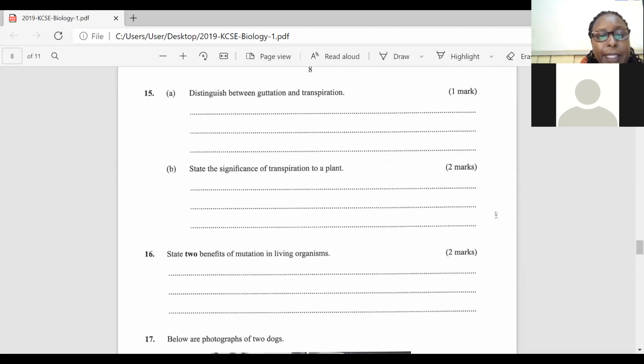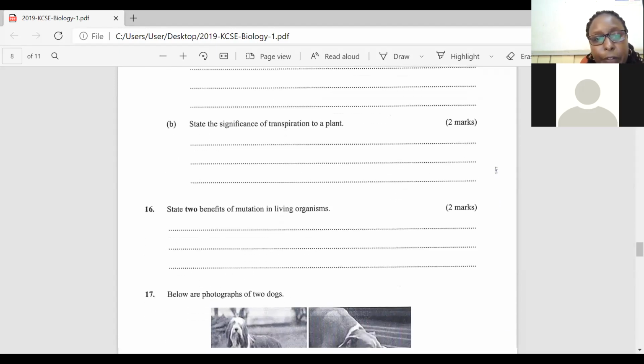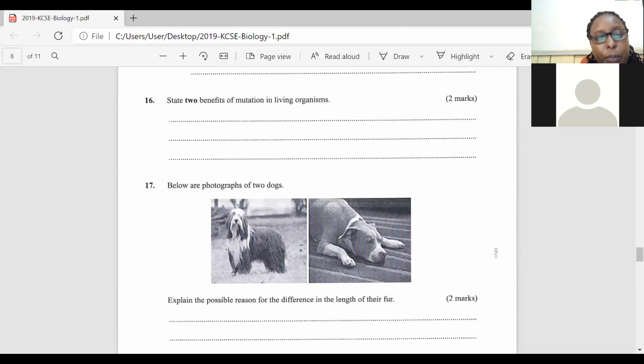Part B, we have the significance of transpiration. Again, that is also in that chapter in Form 2. We are talking about the first chapter on transport. So the significance of that was quite direct for the student. Then next we have question 16.